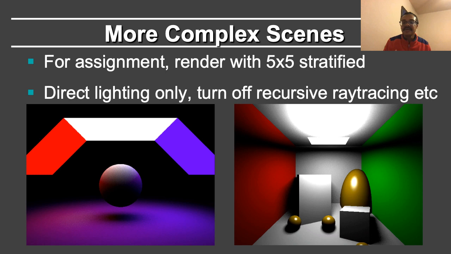You can render with direct lighting only, so turn off all the recursive ray tracing features you have. This assignment should use the ray tracing only for primary visibility and for determining visibility to the area light source, but otherwise should use the direct lighting formulas.